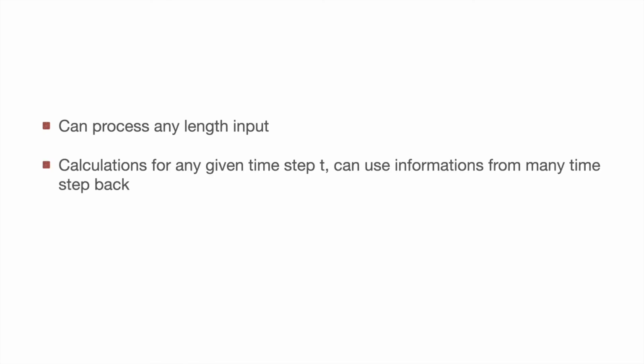It can process any length input. N-grams couldn't process sentences which were very long, or the limit was dependent on the type of n-gram we choose. But RNN can process sentences of any length. Calculations for any given time step t can use information from many time steps back. N-gram language models couldn't do that because they could remember only 4 words, say for example, if the n-gram was 4-gram.